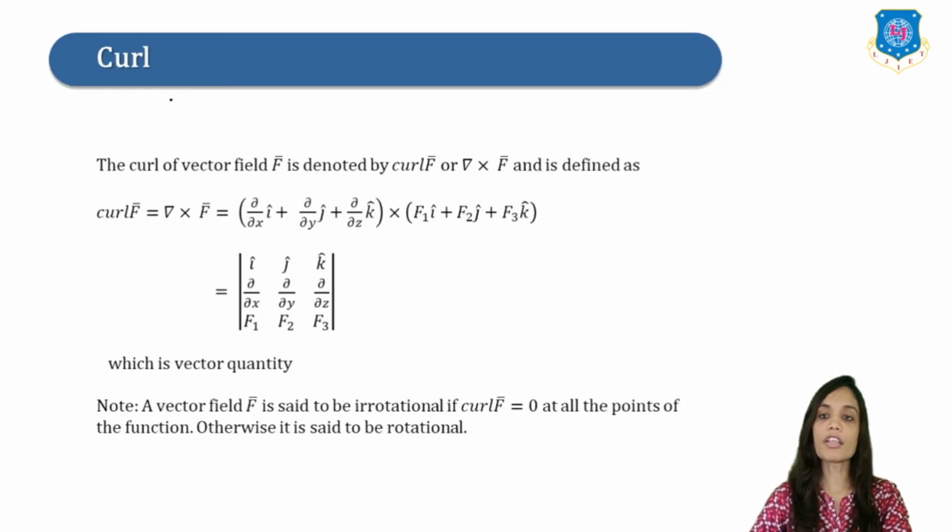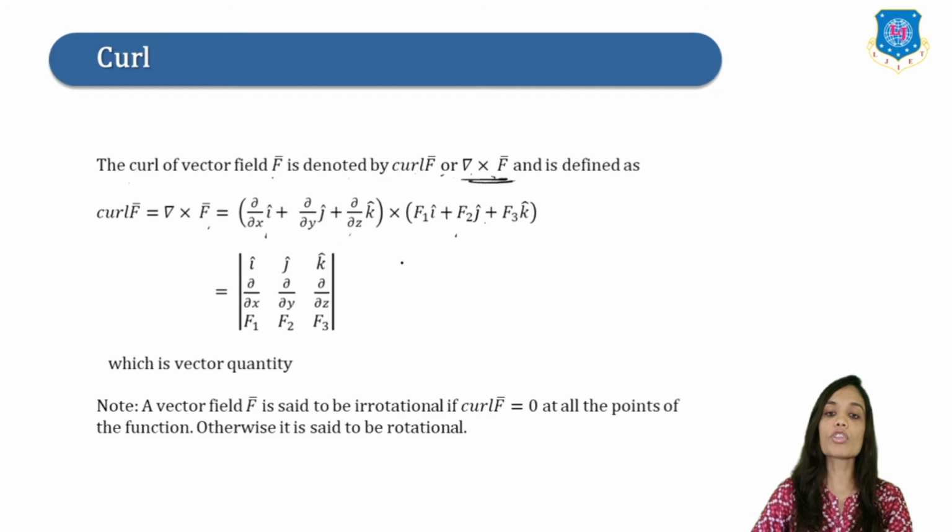Next, let us study the definition of curl. The curl of vector field f bar is denoted by curl f bar or del cross f bar and is defined as del cross f bar is equal to del by del x i cap plus del by del y j cap plus del by del z k cap cross f bar, where f bar is f1 i cap plus f2 j cap plus f3 k cap.